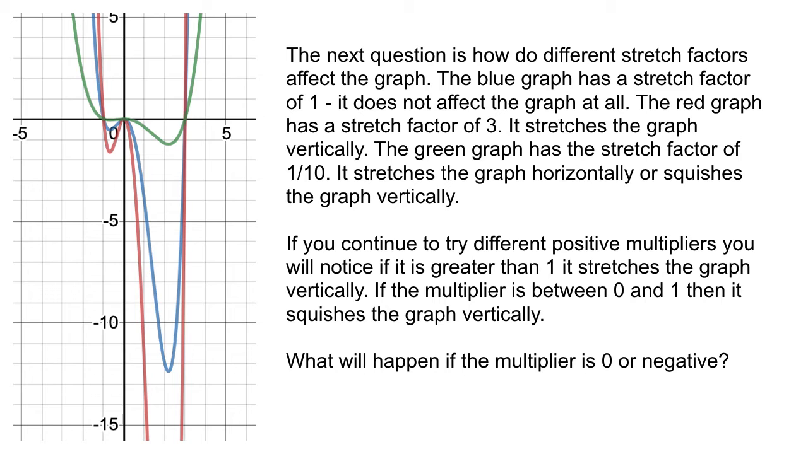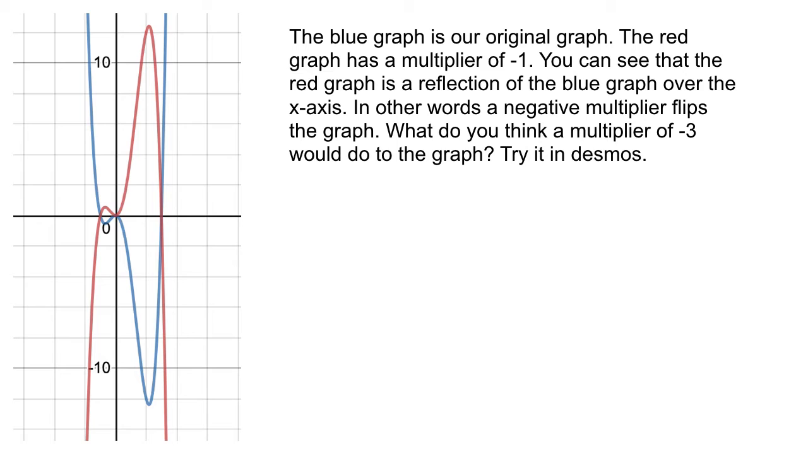So now the question is, what do you think would happen if the multiplier is 0 or negative? In this graph, we can see what happens when we multiply by -1. The blue graph has a multiplier of 1, and the red graph has a multiplier of -1, and you can see that it just flips the graph over. So what used to be going in a positive direction is now traveling in a negative direction, and vice versa. If we multiply by 0, then our y would always equal 0, and there would be no curve.